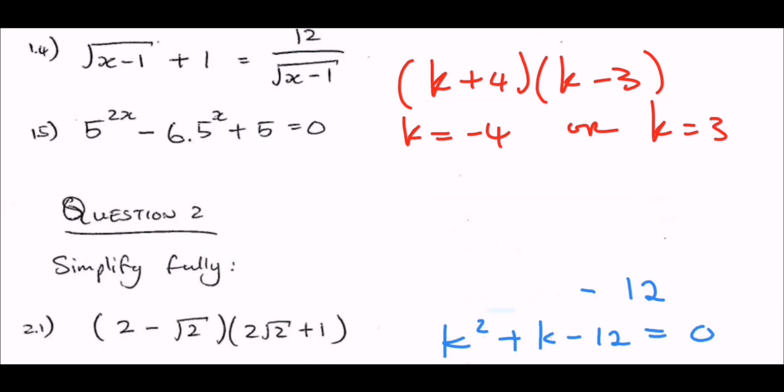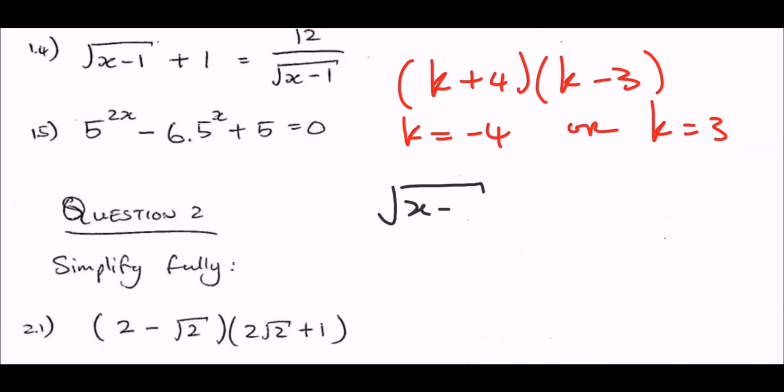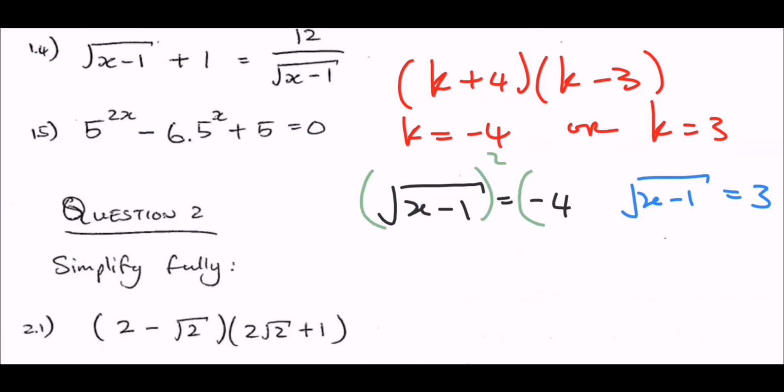Okay, remember we said that the square root of x minus 1 was k. So this is actually the square root of x minus 1 equal to -4. And this is also, I'll do it in a different color, the square root of x minus 1 equal to 3. Okay. So if we square both sides to get rid of that square root, remember that's how you get rid of the square root, then you have x minus 1 without the square root, and it's equal to 16, which makes x equal to 17 if you take the 1 across.